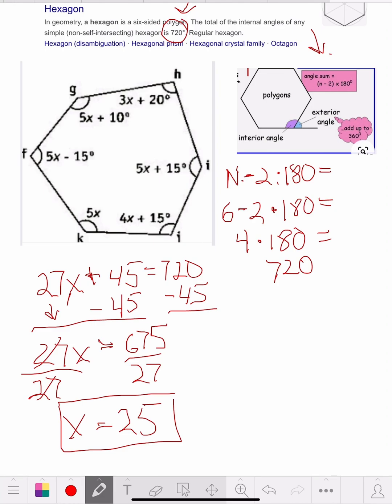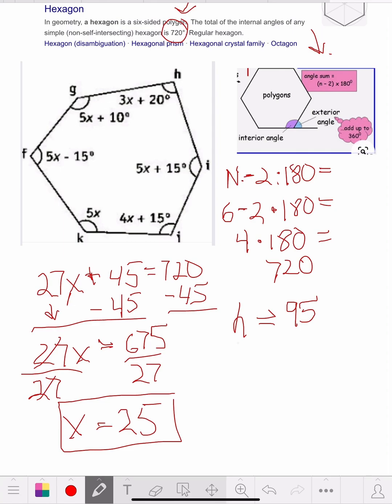And then all you really have to do to find each one of these angles, because they probably want you to do that, is start at the top. 3 times 25 is 75, and angle H, let's just do it. I'm going to do H equals, because this might be how they have the question read. They might just be asking for x, but maybe they're not. So 3 times 25 is 75 plus 20 is 95.